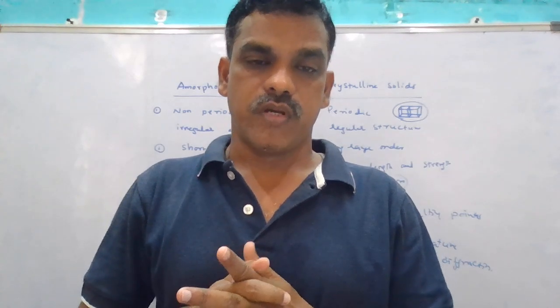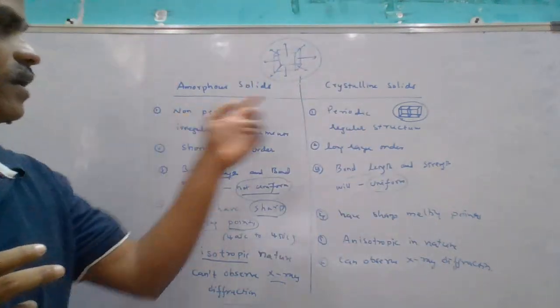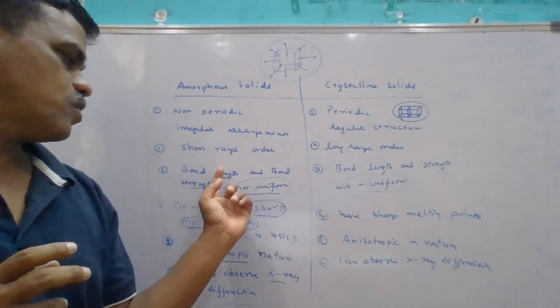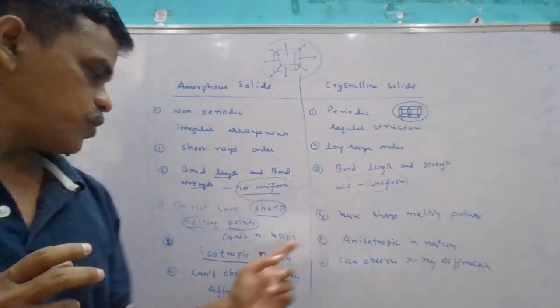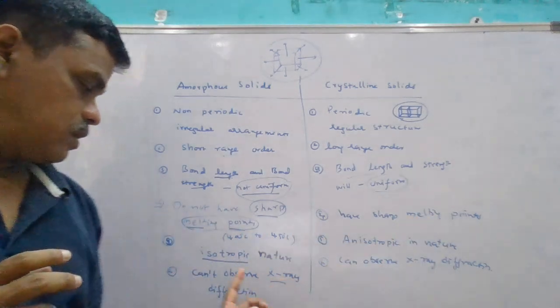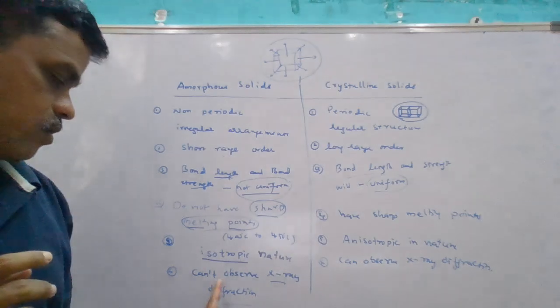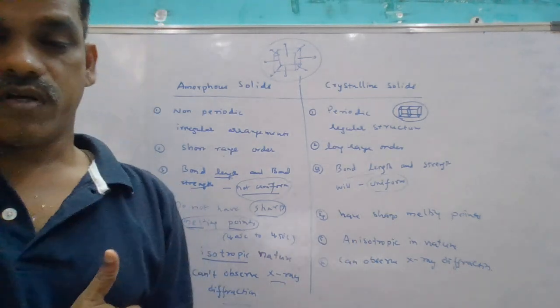So I want to explain one more time. Non-periodic, periodic, irregular, regular, short range, long range, bond length and strength not uniform, bond length and strength uniform. Do not have sharp melting point, have sharp melting points. It's isotropic in nature, anisotropic in nature. Can't observe X-ray diffraction, observe X-ray diffraction.